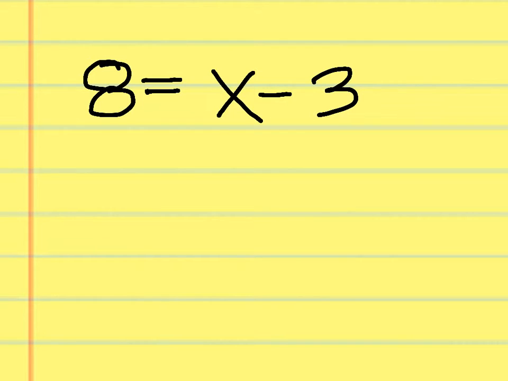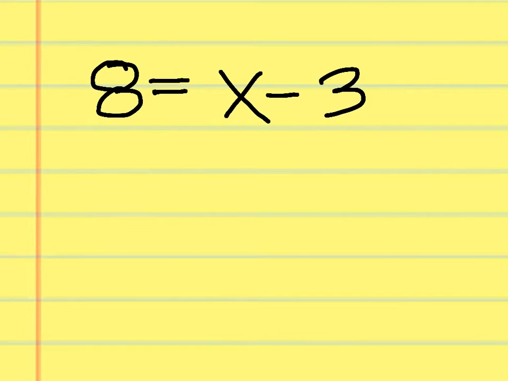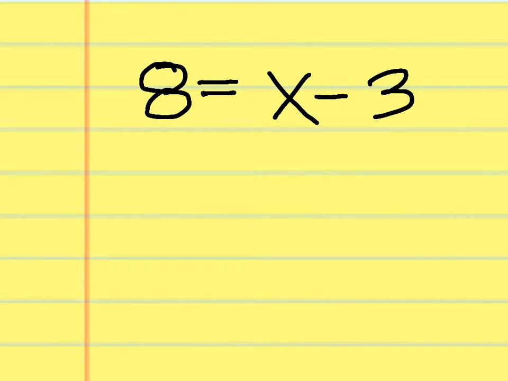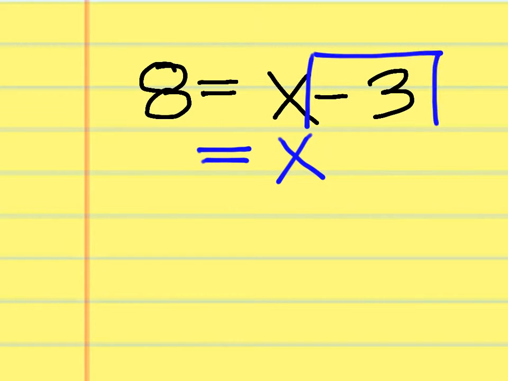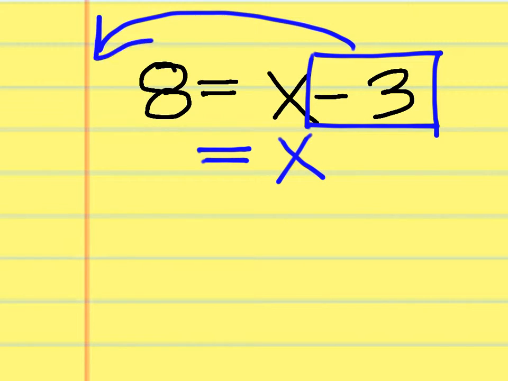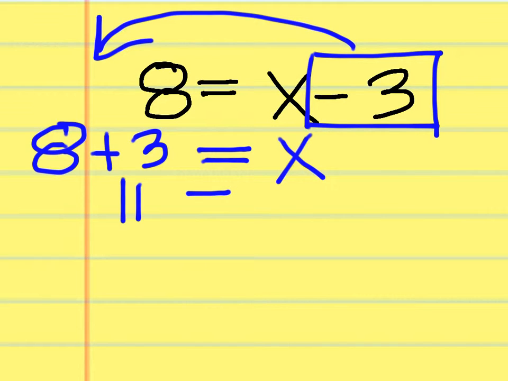Notice the x is on the right side now. That's okay. x's are allowed to be on the right side. You can leave that x where it's at. It's this minus 3 that must go to the other side so it can go away from the x. Minus 3 becomes what on the left-hand side? Plus 3. 8 plus 3 is 11.